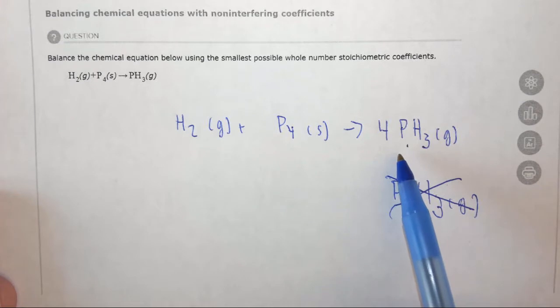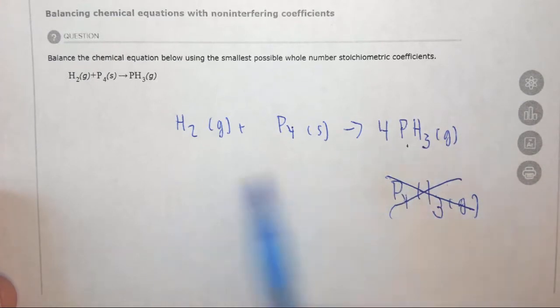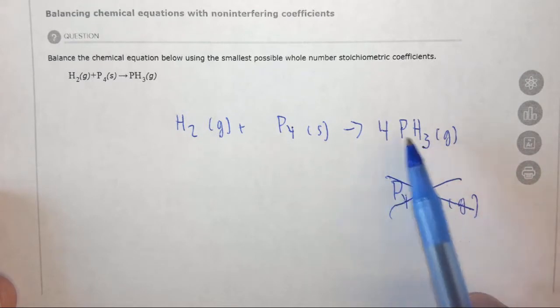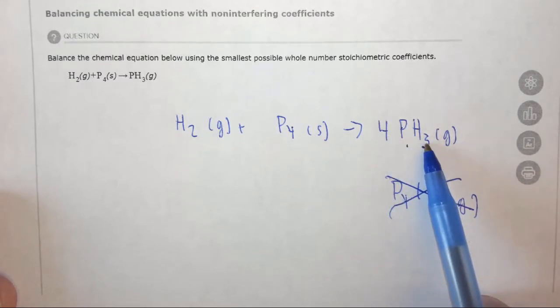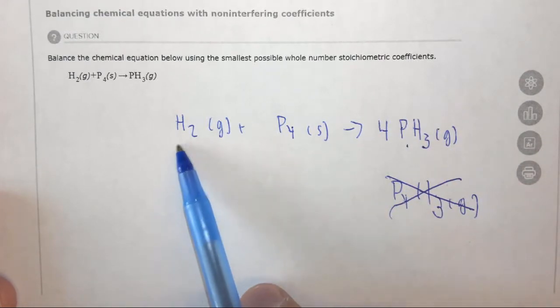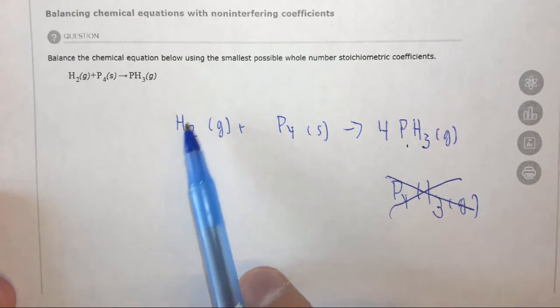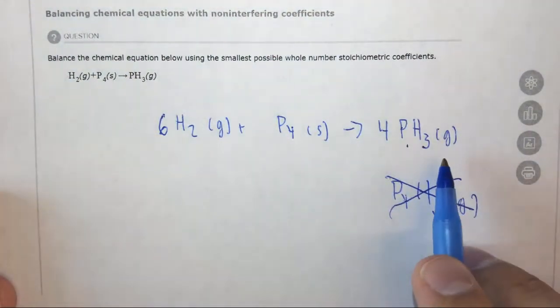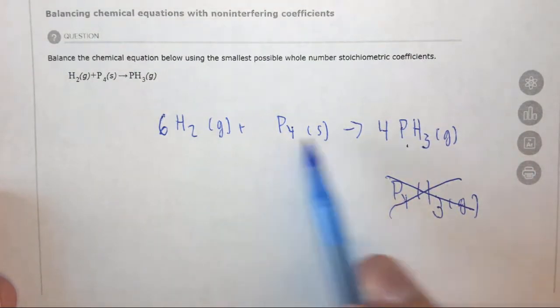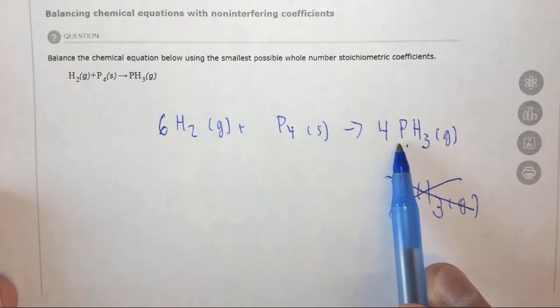Now, this is a guess and check methodology. So let's check if we can balance hydrogen. Well, if we have 4 PH3s, we have a total of 12 hydrogens: 4 times 3, which gives us 12 hydrogens. If we have 12 hydrogens on our product side, we must have 12 hydrogens on our reactant side. To get 12 H atoms, I need 6 H2s. Now I have 12 hydrogens on both sides and 4 phosphoruses on both sides, so this is balanced.